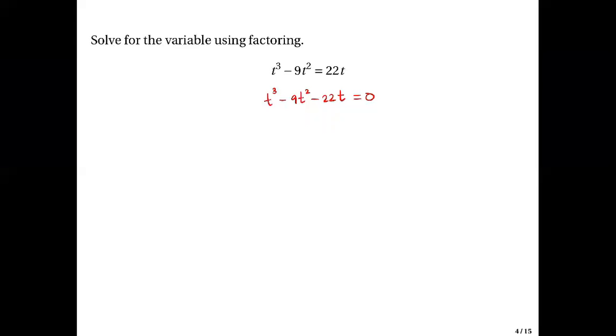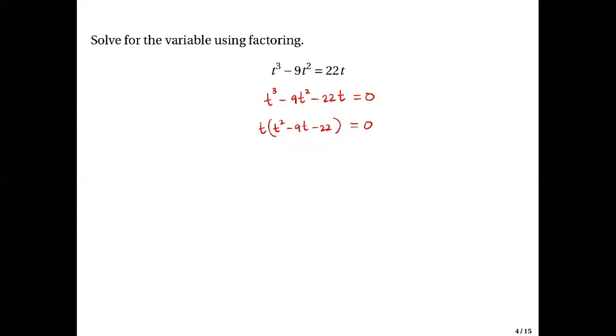And then we factor t because it's a common factor. We have t cubed here, t squared here, and then t here. So we can easily factor t. And what remains inside is the expression t squared minus 9t minus 22. This is equal to 0. Okay? And you can factor this. Just use your method. Okay?